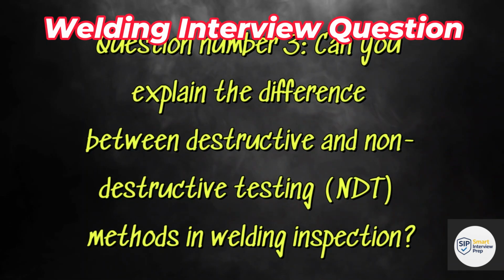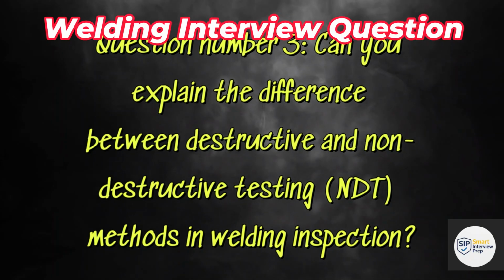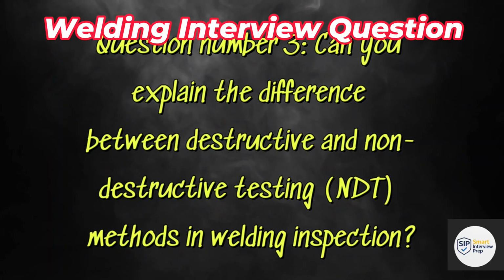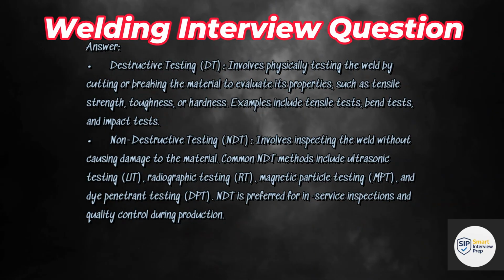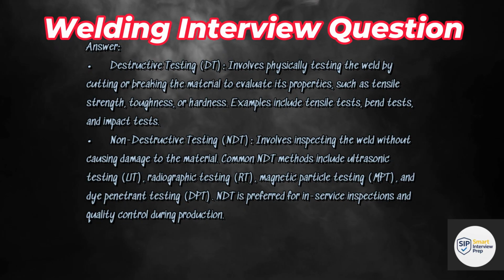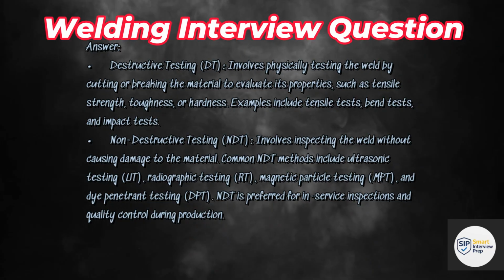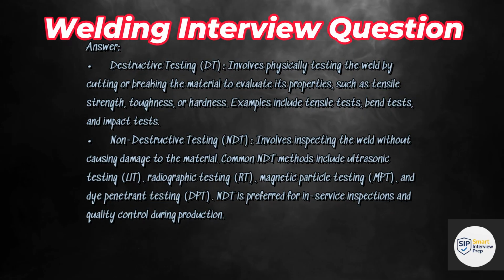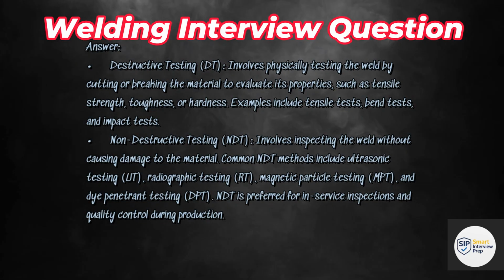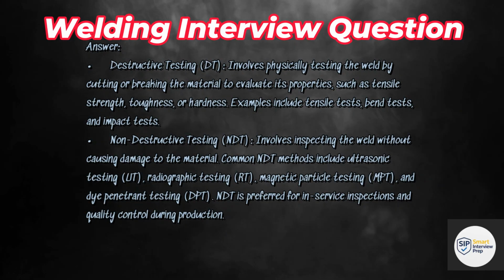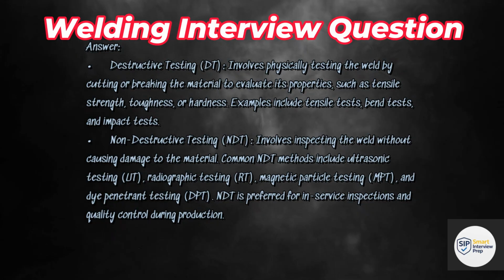Question number 3. Can you explain the difference between destructive and non-destructive testing, NDT, methods in welding inspection? Answer. Destructive testing, DT, involves physically testing the weld by cutting or breaking the material to evaluate its properties, such as tensile strength, toughness, or hardness. Examples include tensile tests, bend tests, and impact tests.